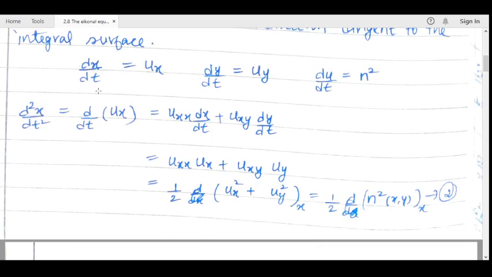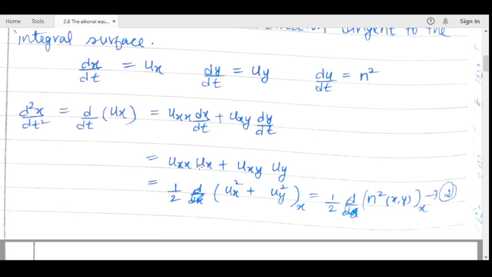So when we differentiate this once again, we get d by dt of ux. We have to use the product rule. ux is a function of x and y. So we first differentiate ux with respect to x, times dx by dt, plus ux with respect to y, times dy by dt. Now we know that dx by dt is ux and dy by dt is uy.